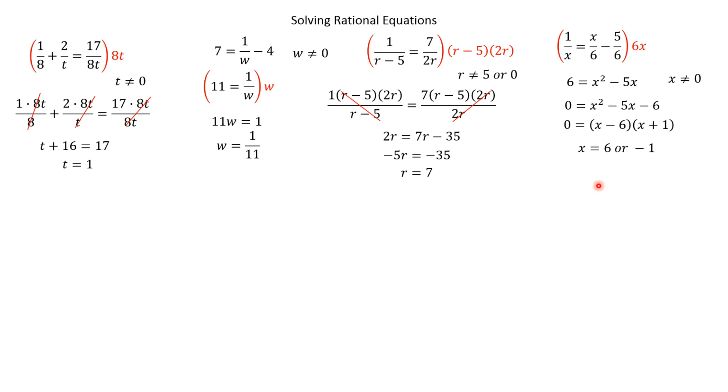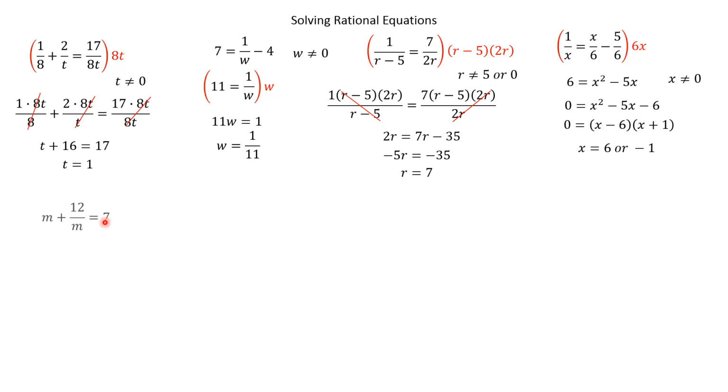Is x allowed to equal 6? Is x allowed to equal negative 1? Yep, neither of those is 0. So x equals 6 or negative 1. If we plug those back in, we have 1 over 6 equals 6 over 6 minus 5 over 6. That's 1 over 6. If you plug in negative 1, we get negative 1 equals negative 1 over 6 minus 5 over 6, which is negative 6 over 6, which is negative 1. So both of those do work if we plug them back in.